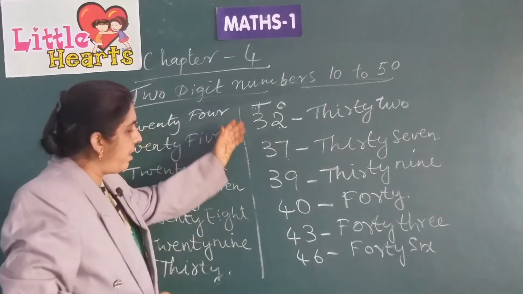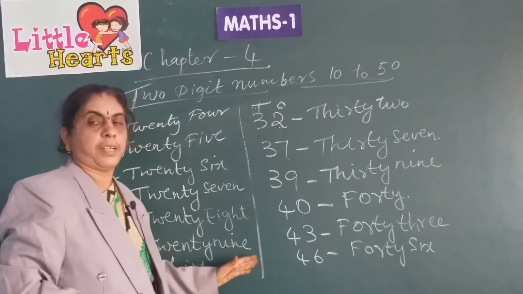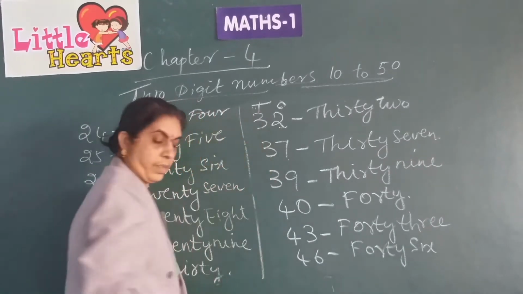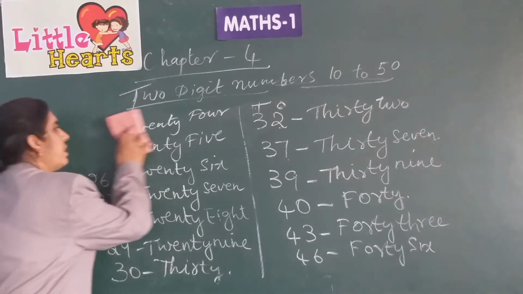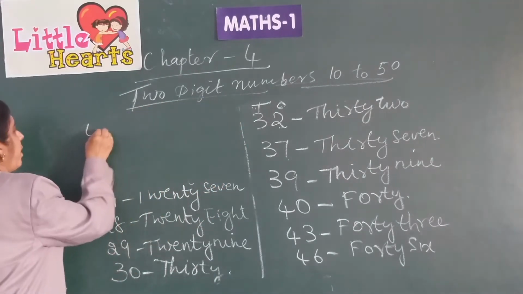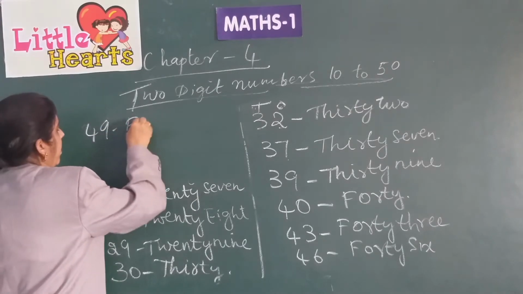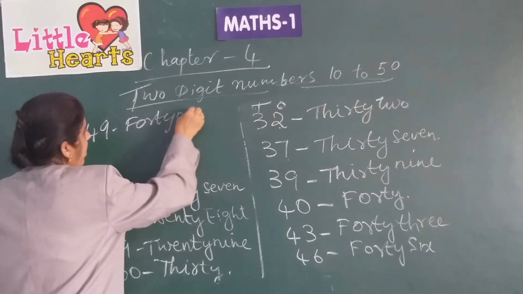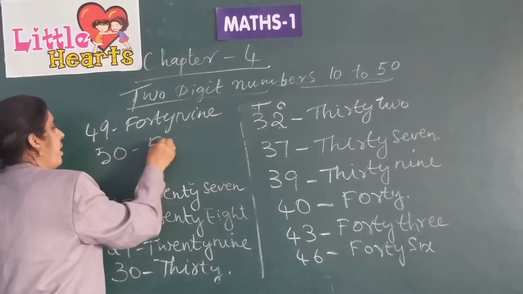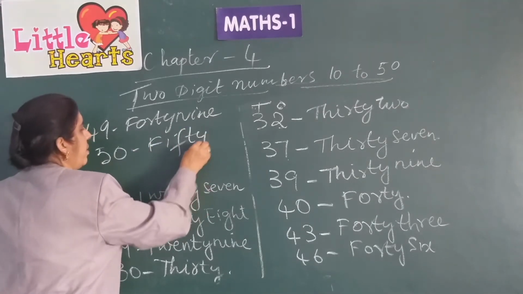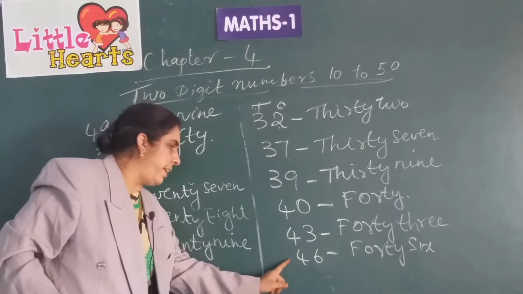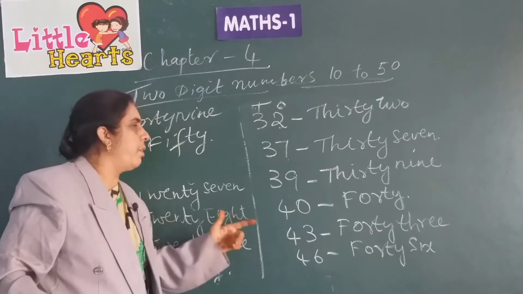Just I am writing randomly some number names with 40. And this is, next comes 49. Not next. After 49 we have 50. So according to the digit in the tens place, you have to read out the number.